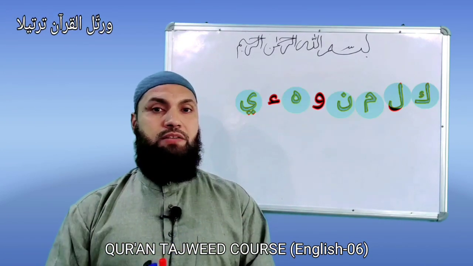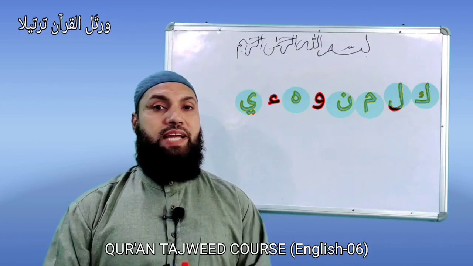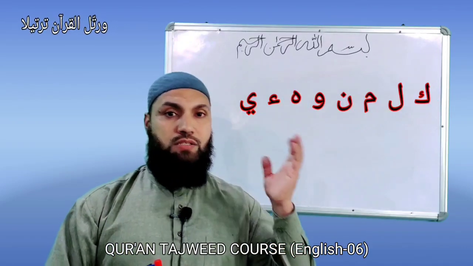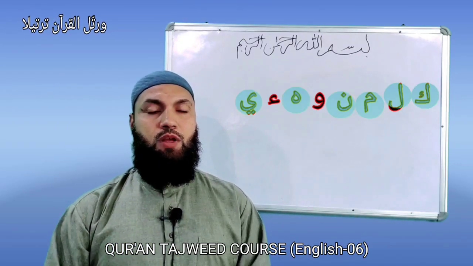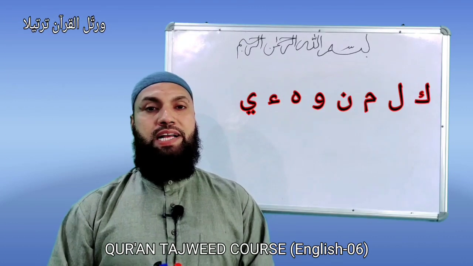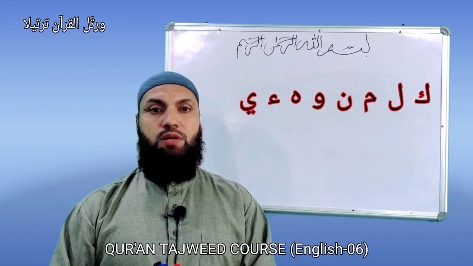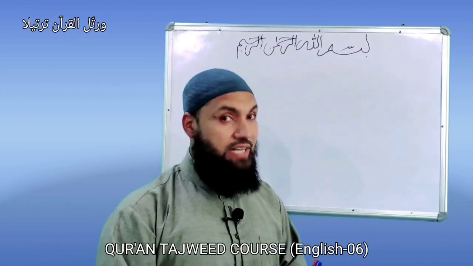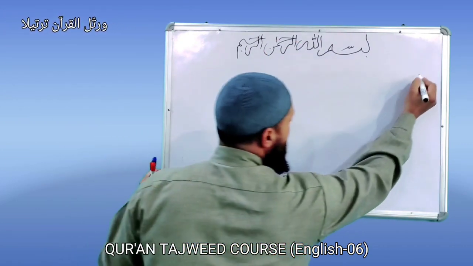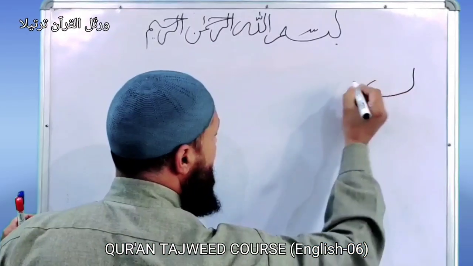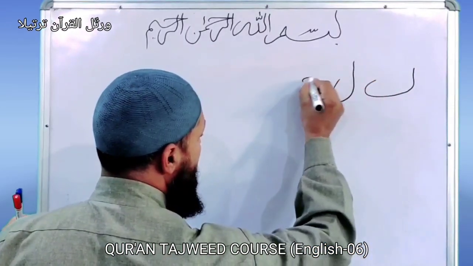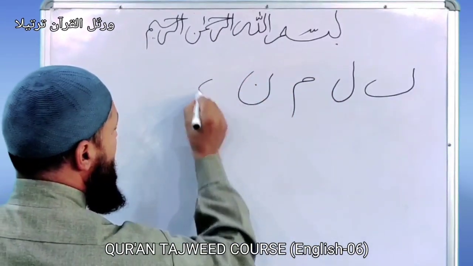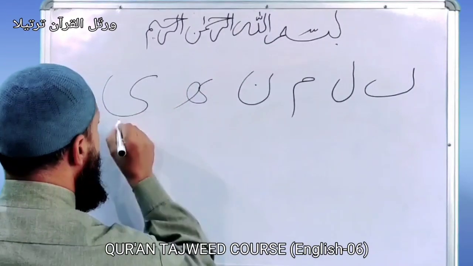And by friendly we mean that 6 letters out of these 8 letters can be joined with the letters on their right side as well as with the letters on their left side. So these 6 friendly letters are Kaf, Lam, Mim, Noon, Ha and Ya. So let's write these 6 letters here. Kaf, Lam, Mim, Noon, Ha and Ya.